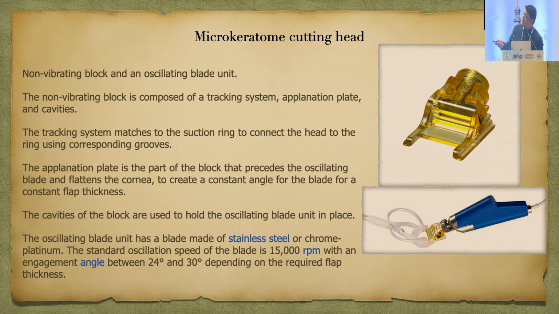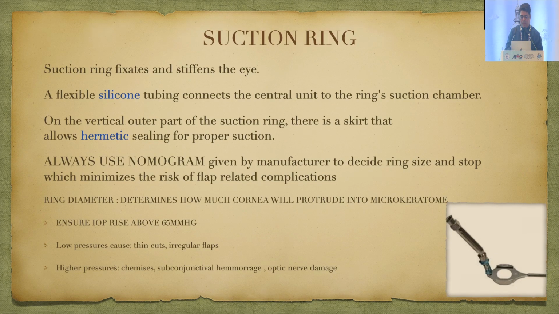And this is the microkeratome cutting head. All these keratomes have disposable cutting heads. This is the non-vibrating block, and there is an oscillating blade. It is based on the Carpenter-Rando principle, that when it moves forward, it creates a lamellar flap in the cornea. And there is a suction ring, which is connected via silicon tubing to the central console.